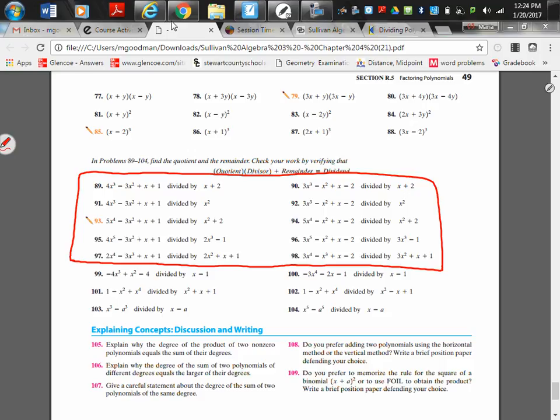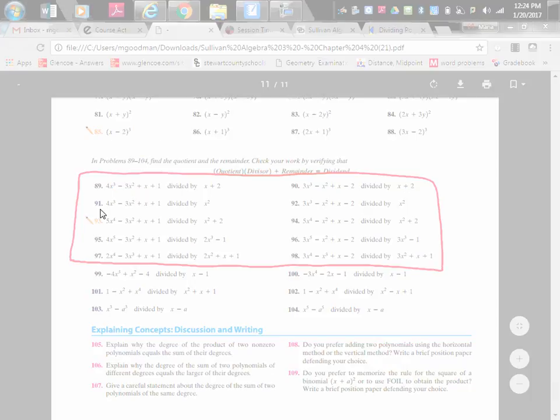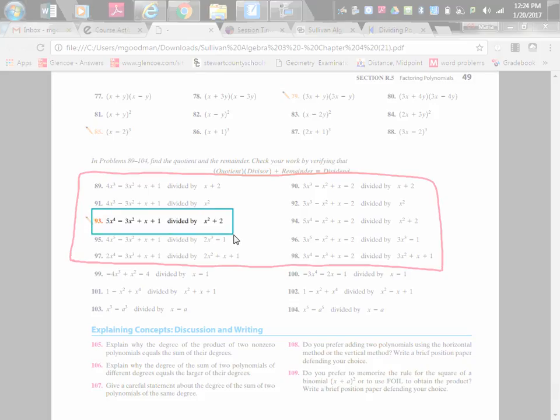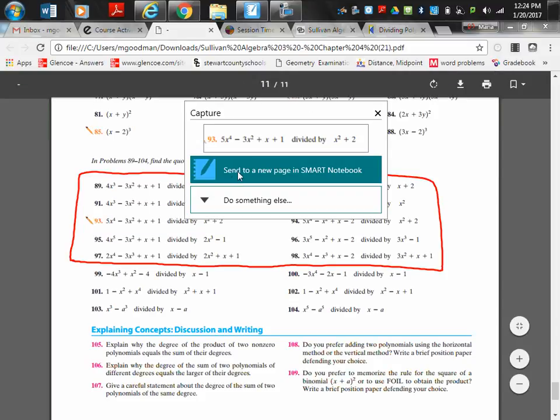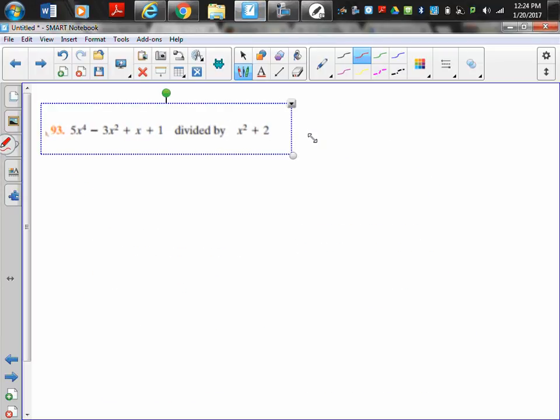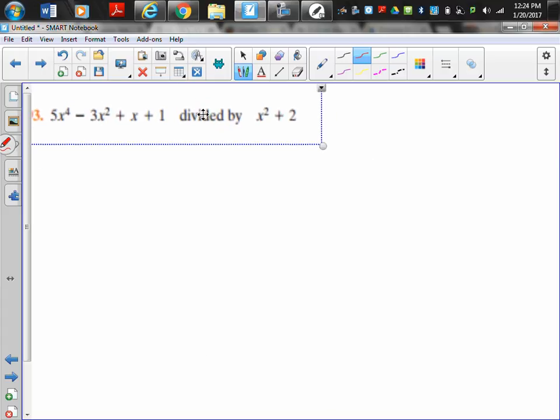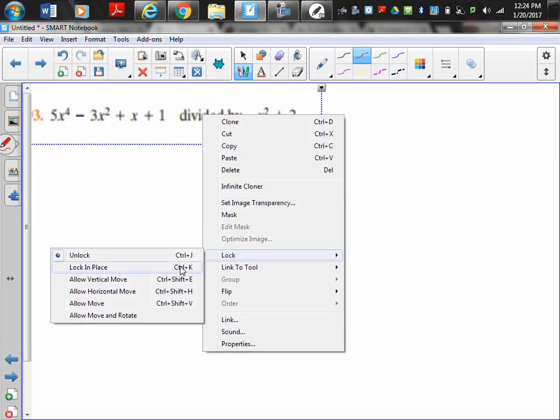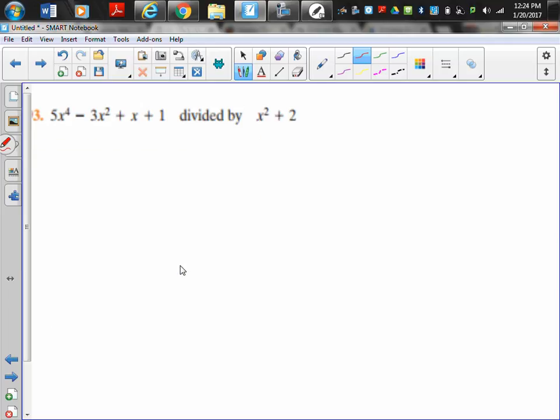If you look at problem number 93, let's look at it. What's the first thing that you noticed? They don't have parentheses at the bottom. All right, so we're going to start off. This is what goes on the outside. So x squared plus 2.